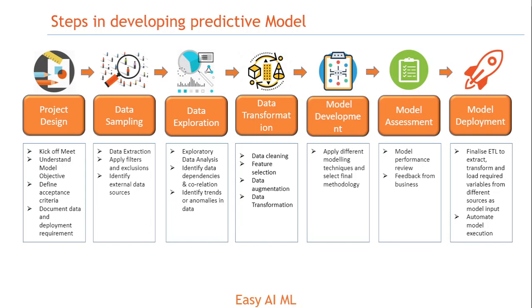You can see on my screen there are 7 steps. So the first step is project design. It involves defining the problem statement, like employee attrition is high, that's a problem. Telecalling team is coming back with a very low conversion, so that's a problem. And also defining acceptance criteria, at least 80% accuracy is required to take action and be viable.